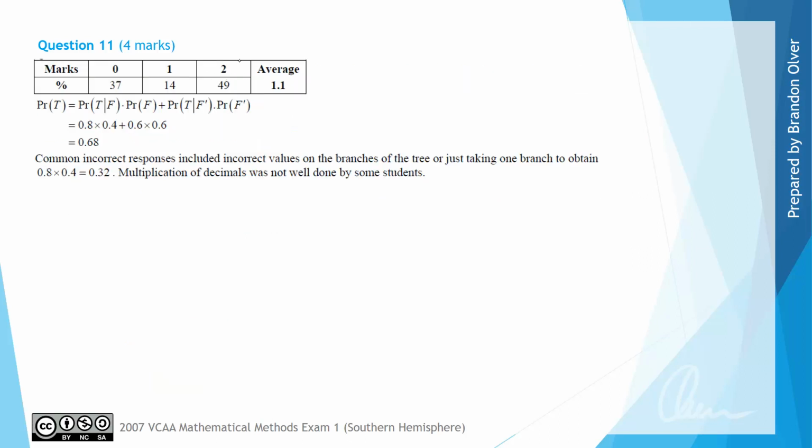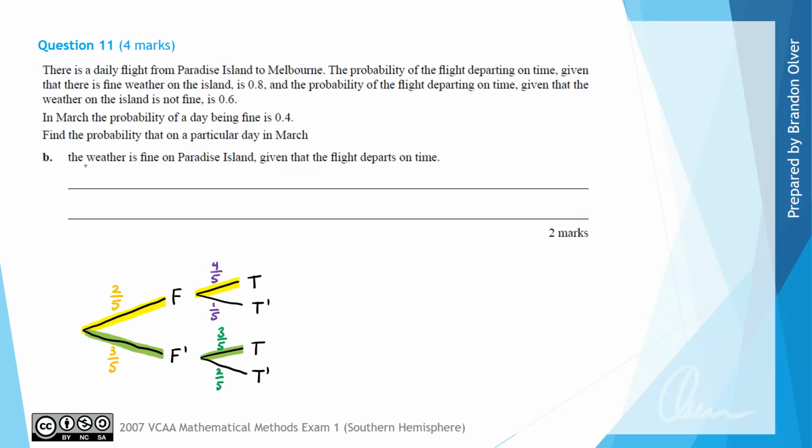Around 50% of students got full marks for this question, and common incorrect responses included putting the wrong probabilities along the branches, or just taking one branch to obtain 0.8 times 0.4 is 0.32. In particular, multiplication of decimals was not well done by students, and that's why I chose to use fractions on the previous slide. For part B, we're asked to find the probability that on a particular day in March the weather is fine on Paradise Island, given that the flight departs on time.